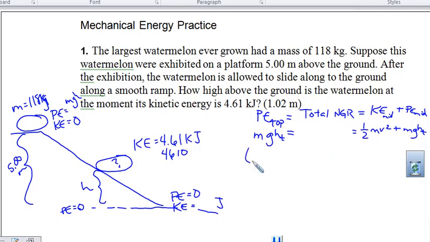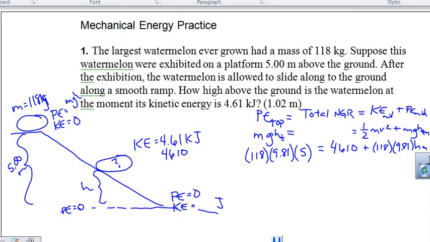So I know my mass is 118 kilograms, gravity is 9.81, and my height at the top is 5 meters. Make sure you're all in SI units. My kinetic energy I was given, and it's 4,610 joules at the midpoint, plus the mass at the midpoint, which is still 118. It did not lose mass as it slid. Gravity is still 9.81, and I'm solving for this height at the mid.